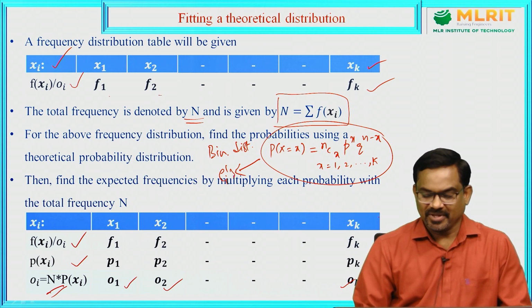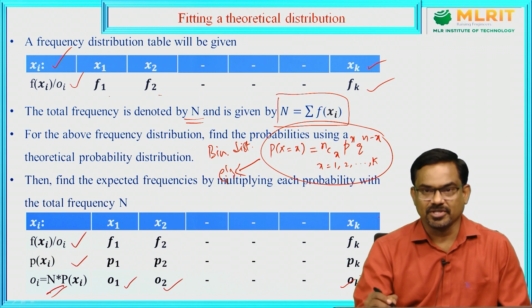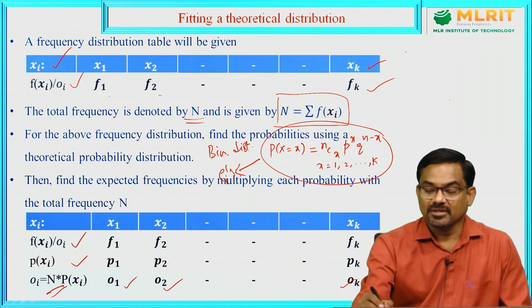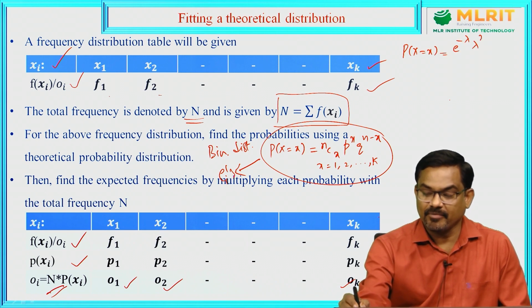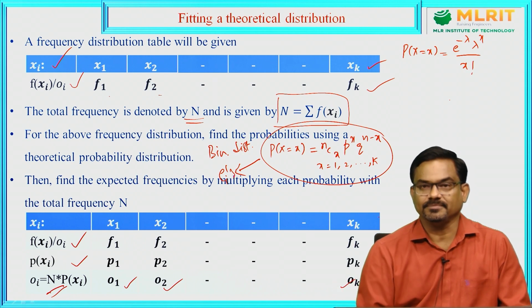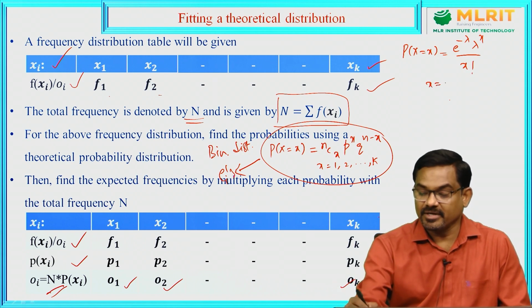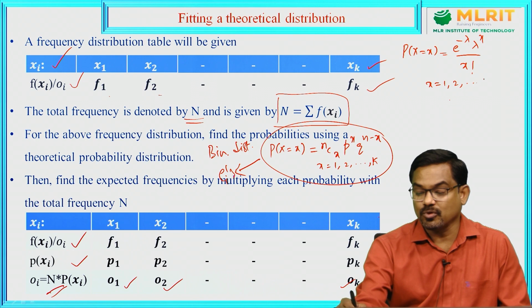For example, if it is required to fit a Poisson distribution, then we use the formula of the Poisson distribution, probability of X equals e power minus lambda, lambda power X by X factorial, and use this for different values of X, 1, 2 and so on up to K.